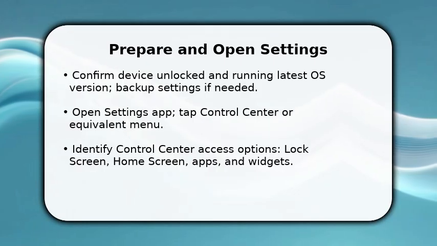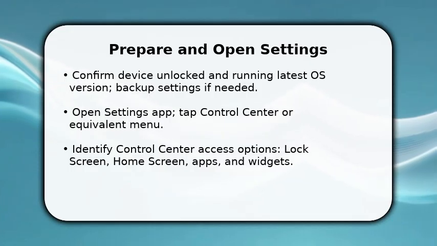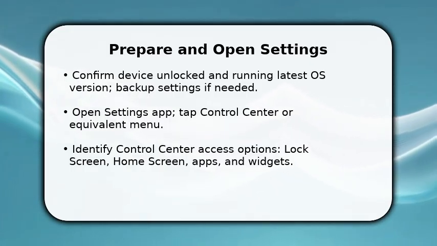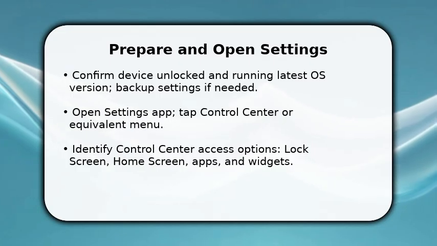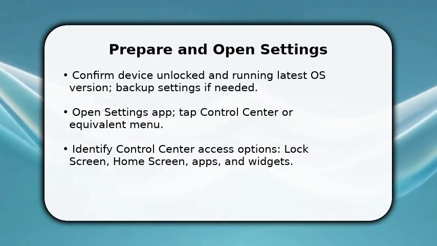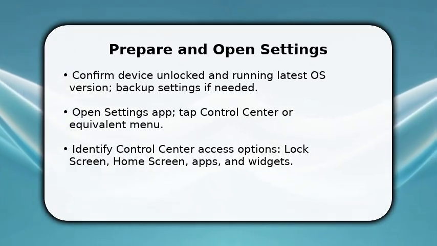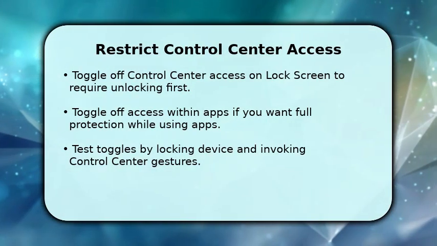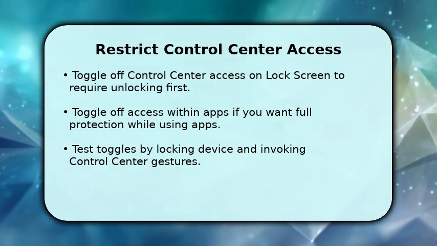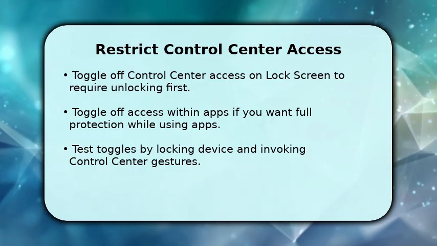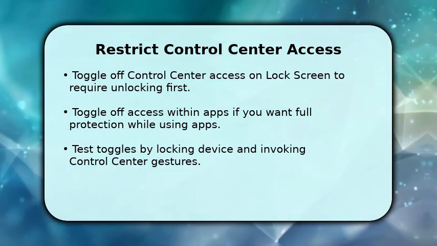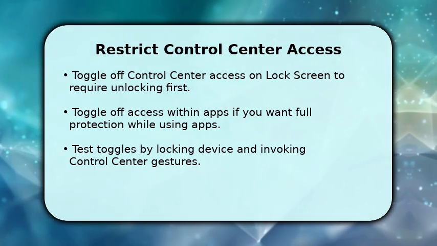You need to decide whether to restrict Control Center on the lock screen, inside apps, or both. Make that choice now. Select the lock screen option first, so the system knows you intend to lock access when the device is unattended. Once done with the initial choice, turn off the Control Center access toggle for the lock screen. This forces the lock code, Face ID, or Touch ID before any access.